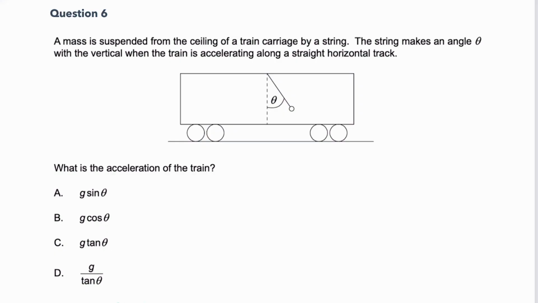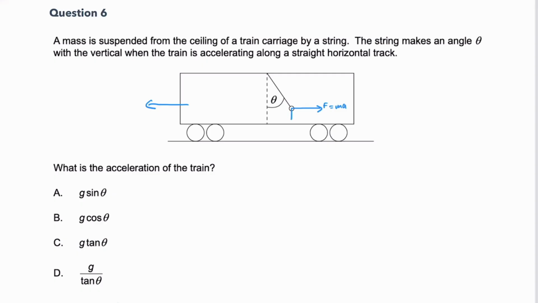Question 6. A mass is suspended from the ceiling of a train carriage by a string. The string makes an angle theta with the vertical when the train is accelerating along a straight horizontal track. What is the acceleration of the train? By looking at this diagram, we can assume that the train is accelerating in that direction. And we know that because if you imagine yourself on a train and it suddenly accelerates, you fall backwards due to Newton's first law. So what's happening to that mass at that point is that the mass is feeling a force that way of F equals ma, because that's the force that's causing the acceleration.